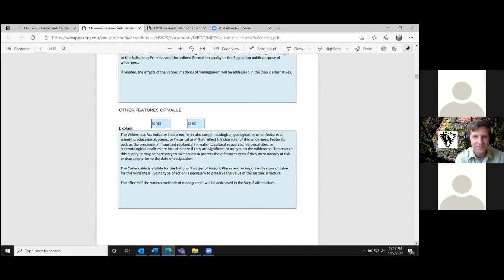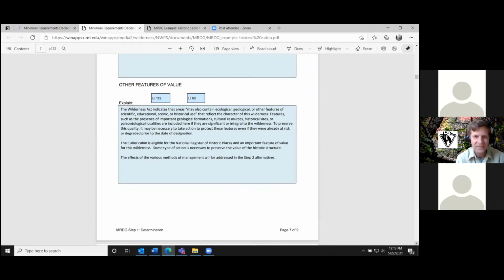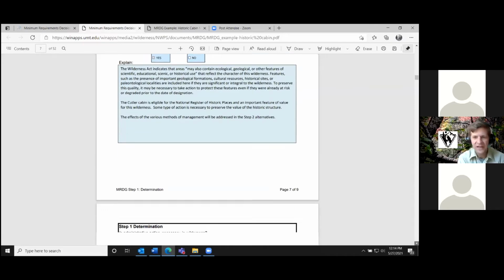Excuse me, other features of value. So this one's checked yes, and this one's worth looking at because you can see they actually quote the Wilderness Act. And they tell you why action is needed in wilderness because of this other value that's been identified. Okay, you scroll down a little bit, Dan.